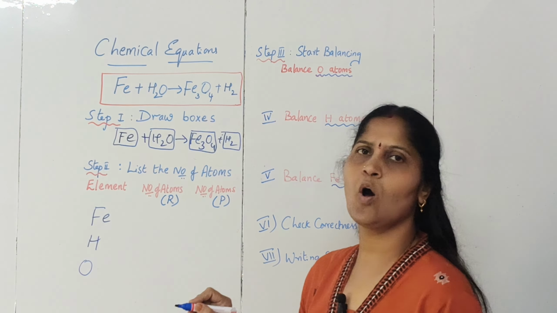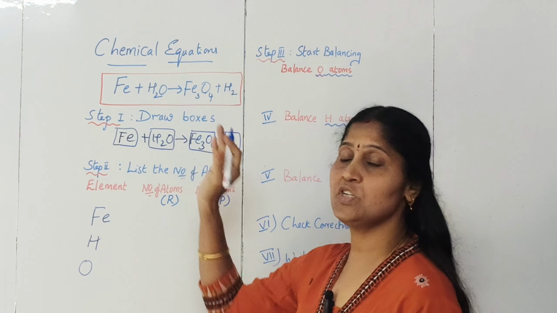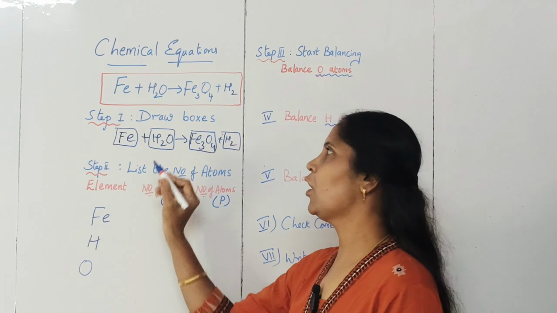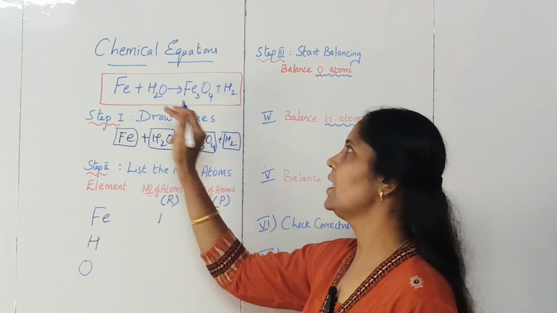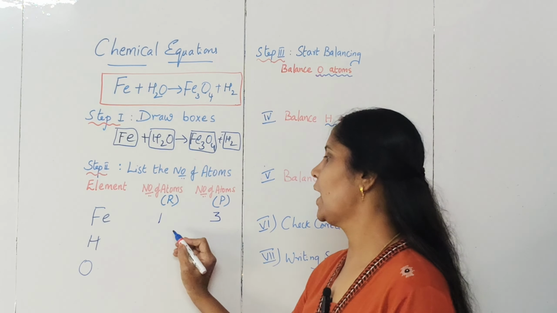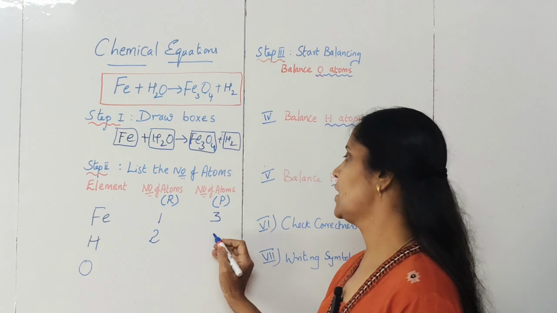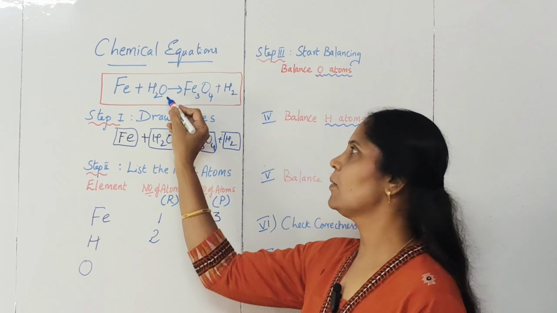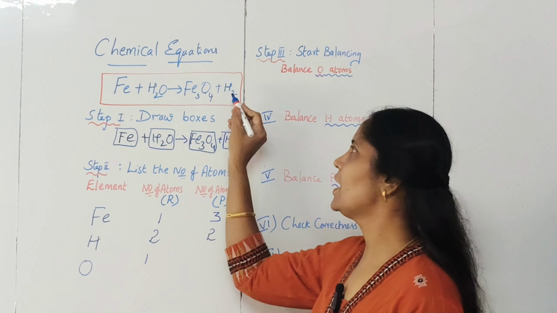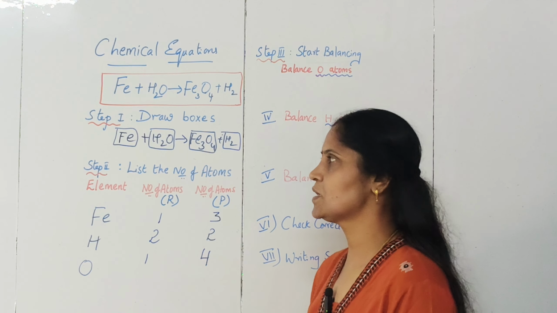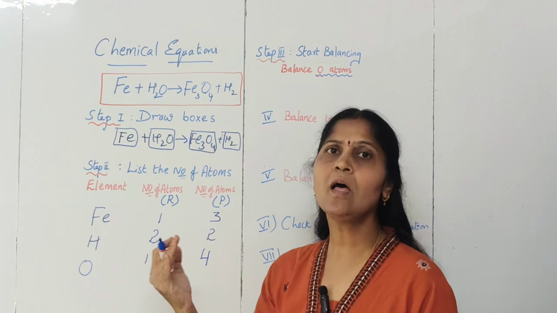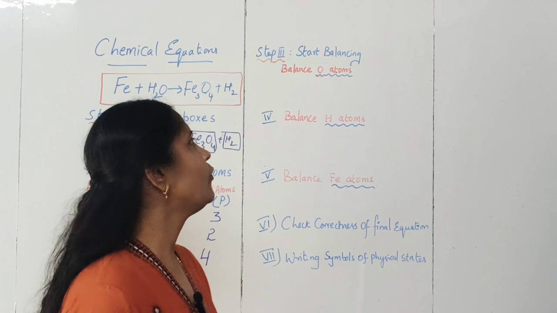So let us write down how many atoms of these are present in the reactants, and how many of them are present in the products. Iron, how many are there? 1 on the reactant side. On the product side, 3 are there. Hydrogen, there are 2 hydrogen, and on the product side also you have 2 hydrogen. Talking about oxygen, on the reactant side, 1 oxygen atom, whereas on the product side we have 4 oxygen atoms. So this is our second step, to list the number of atoms on the reactant side and on the product side.